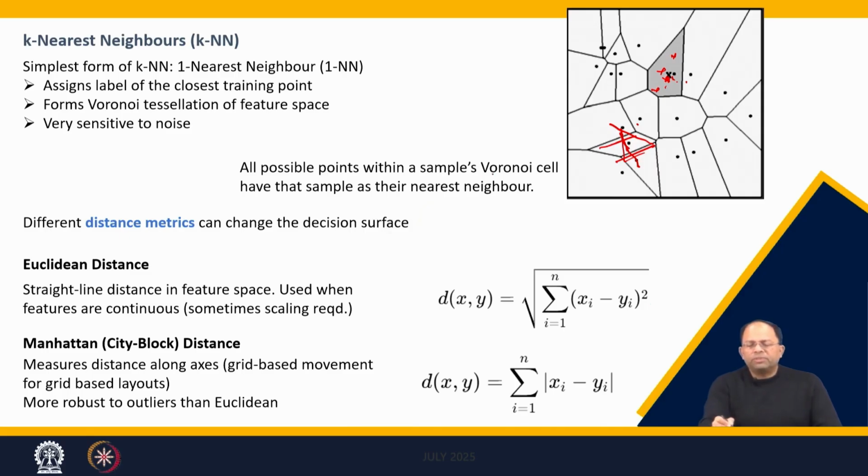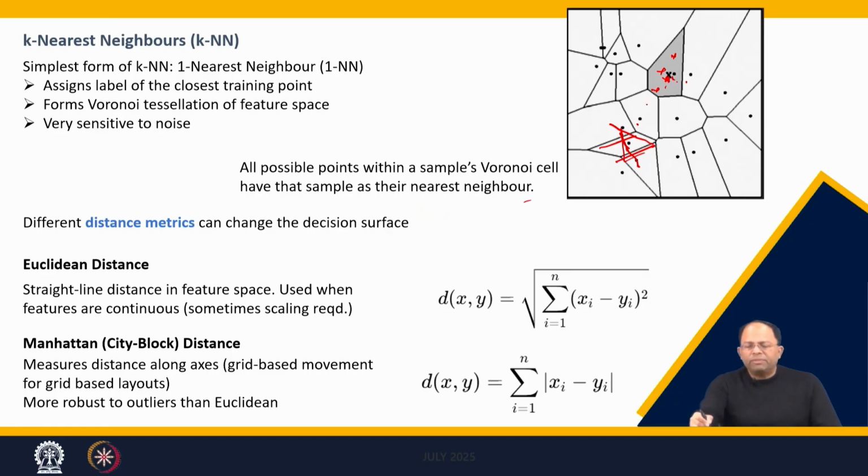So, all possible points within a sample's Voronoi cell have the sample as the nearest neighbor. That is the principle, accordingly we can say. Now, the problem is this also can change depending on the distance metric, and the entire decision surface can also be changed based on that. That is, how do I measure distance?